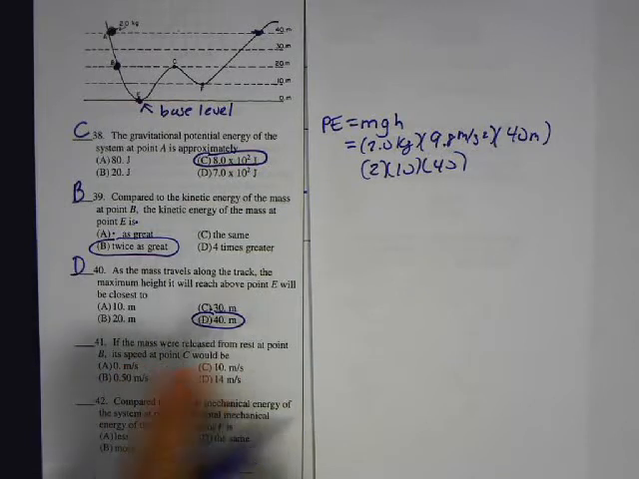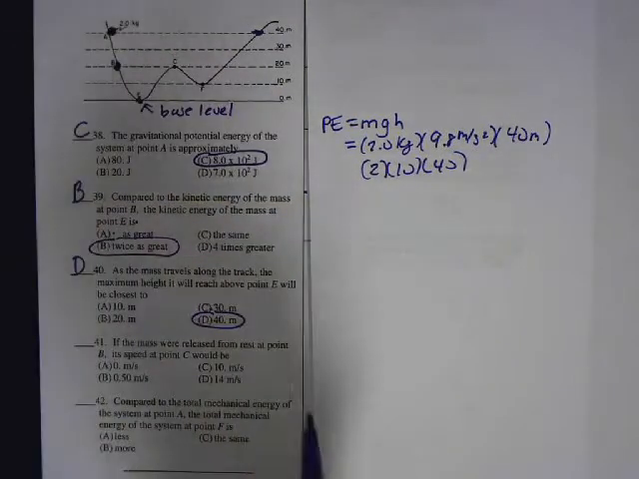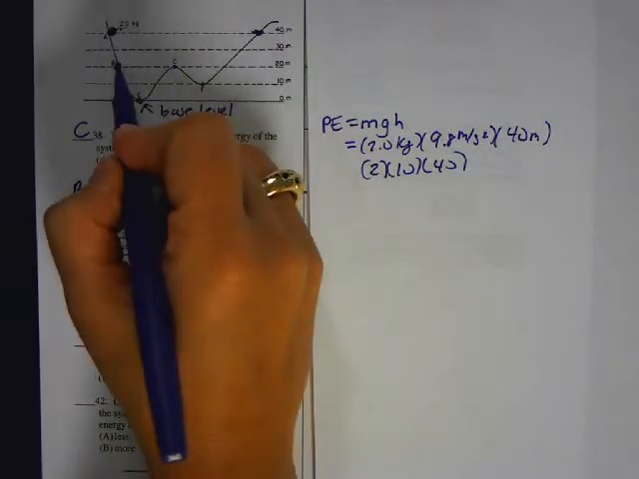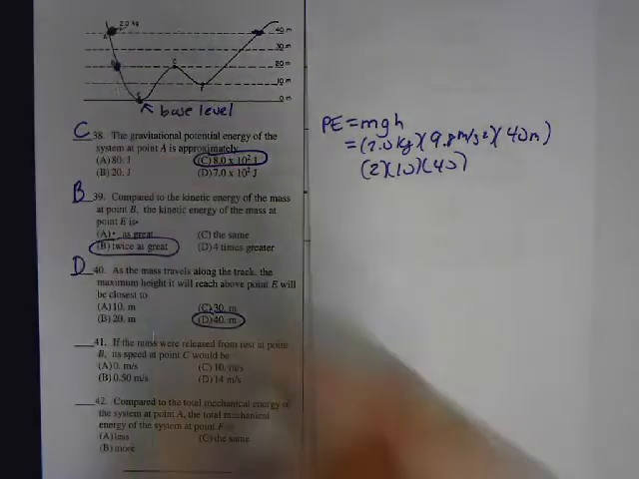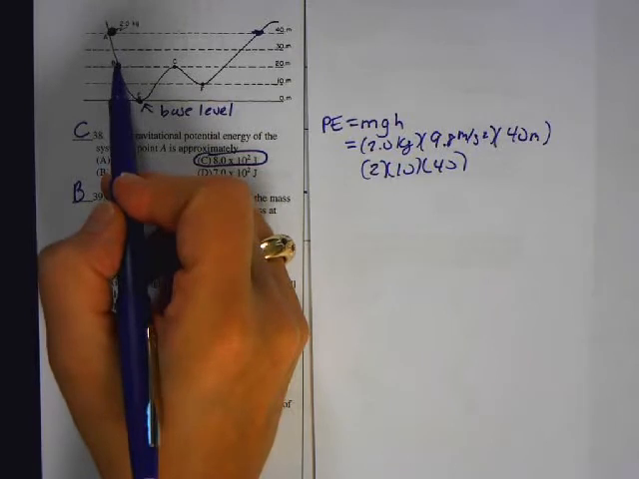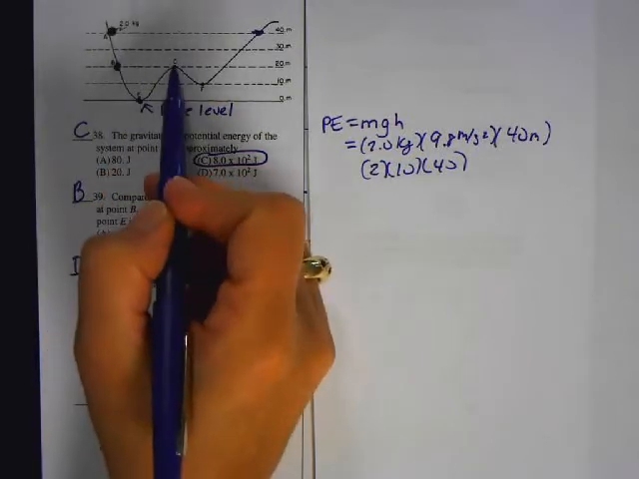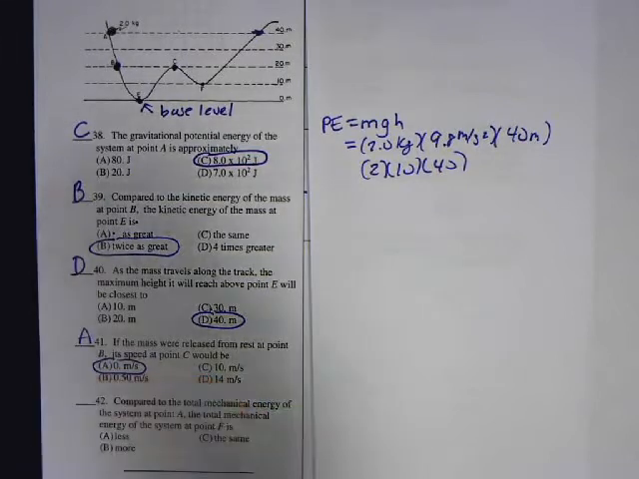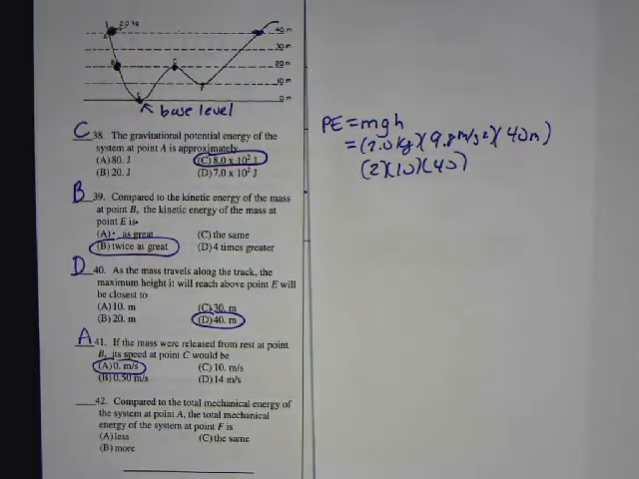Number 41. If the mass were released from rest at point B, so if it was released from here, its speed at point C would be, so point C and point B are at the same height. So if this is where it starts off at rest, this is the highest it's going to come to, so when it gets to this point, the velocity is going to go back to 0. So that's why the answer is A, 0. I mean, you don't even have to do calculations for these. The whole thing with these questions is, do you have a conceptual idea? Do you understand conservation of energy?